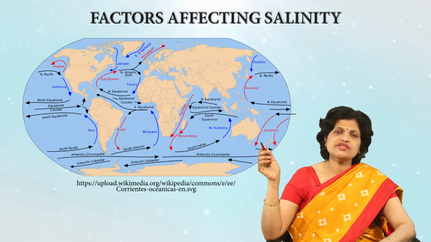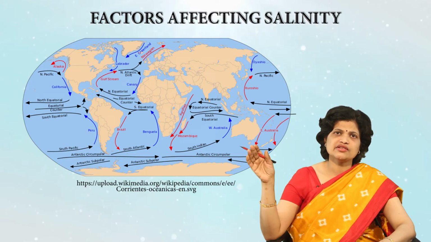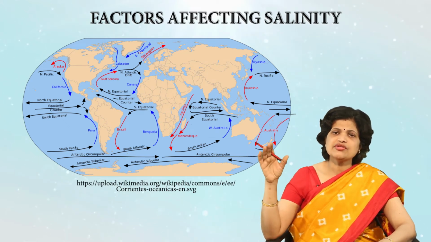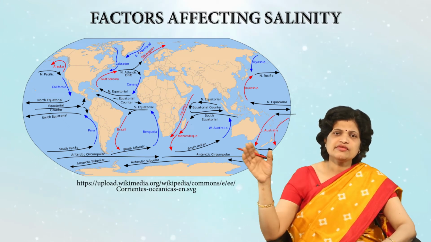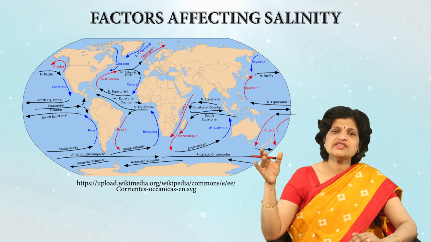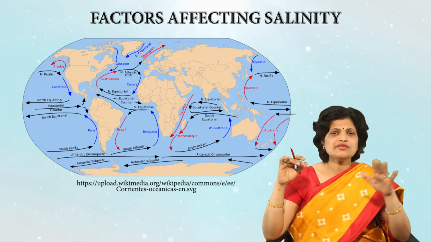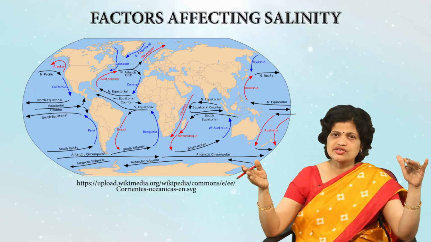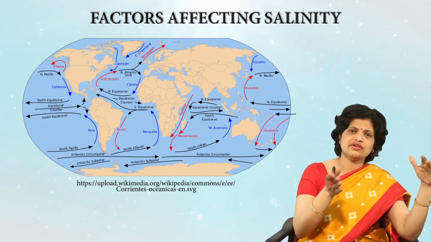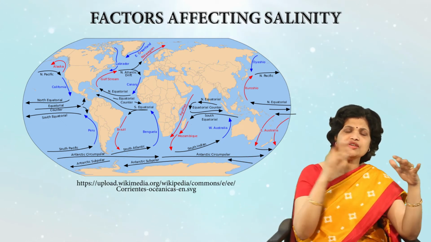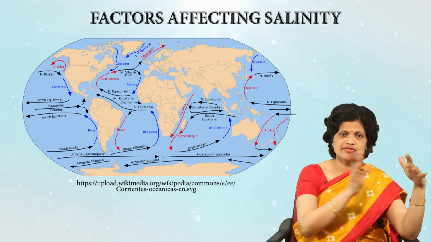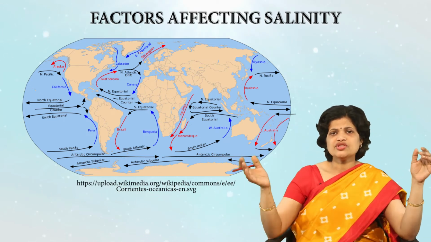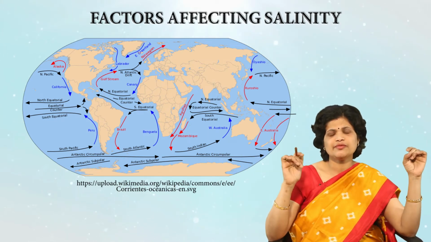Like warm ocean currents, take for example the North Equatorial Warm Current. It will increase the salinity in the western margins of the oceans and decrease the salinity in the eastern margin, because the current is moving from the eastern part to the western part of the ocean. So, salinity is also affected that way.